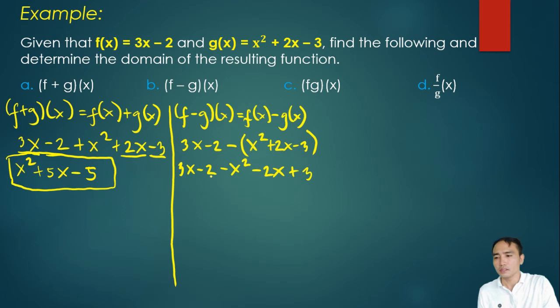Combine like terms. So that will be negative x squared, then 3x minus 2x will give us x, so plus x. And negative 2 plus 3 will give us 1. So the final answer is negative x squared plus x plus 1.